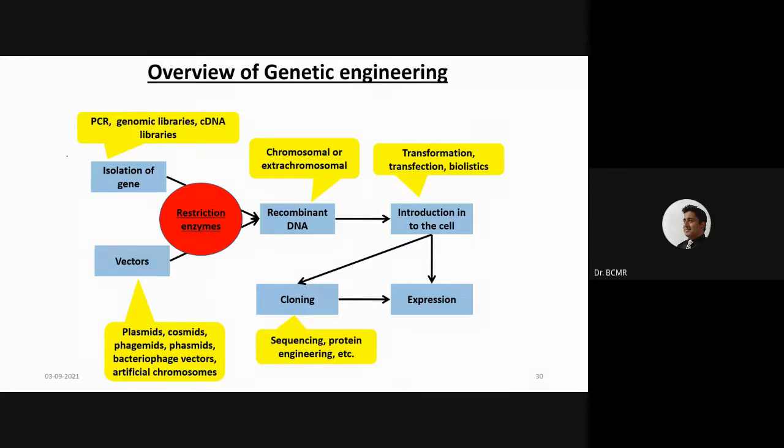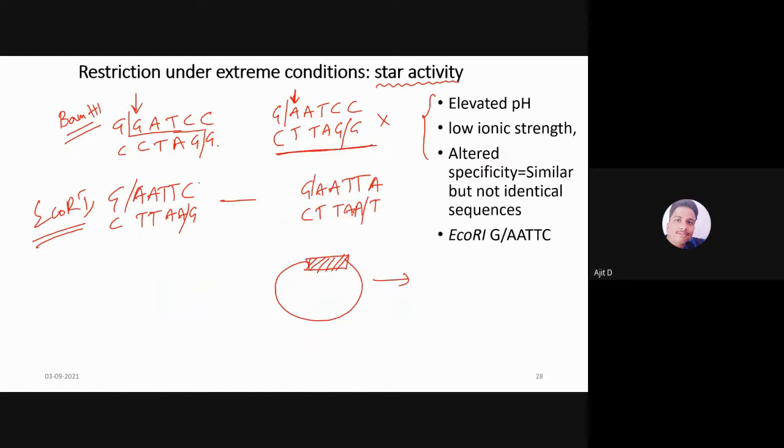So here we are. We have learned... Yes, please. Sir, could you? Yes, sir. Since this restriction happens under extreme conditions known as star activity, if all of those things occur, then the enzyme would cleave that altered sequence also? I'm not able to get that one. Is it that all the conditions must happen, or is it either one of them, like either elevated pH or low ionic strength? I'm not able to get this concept properly.